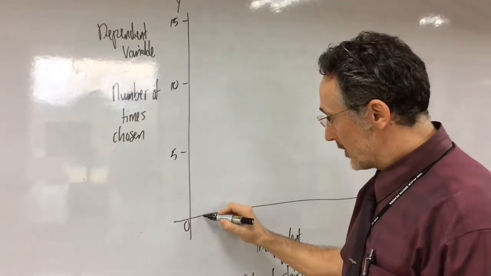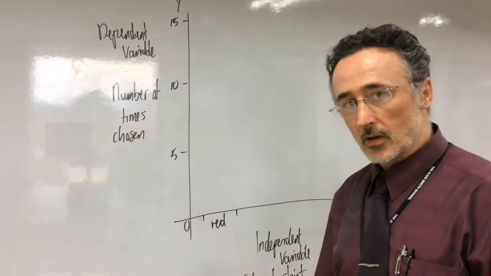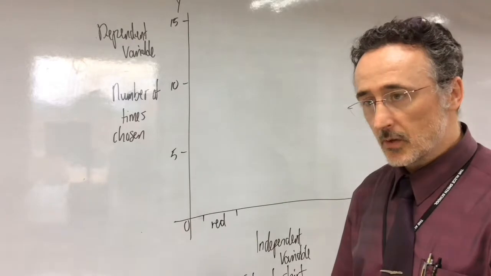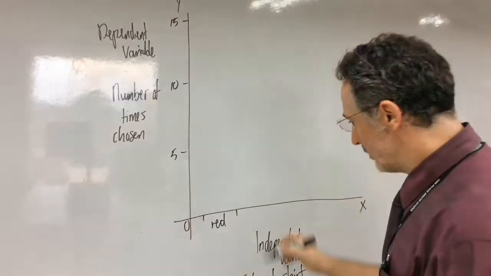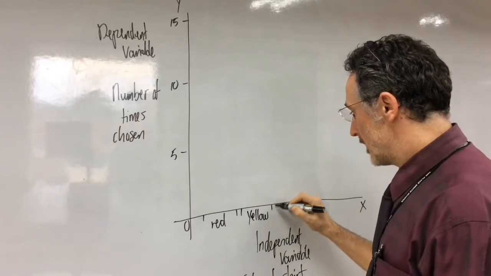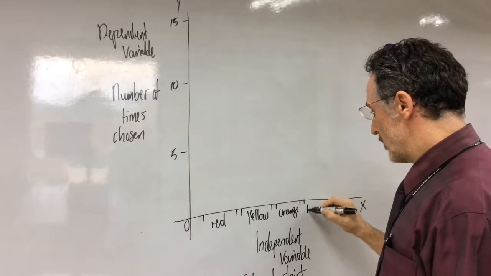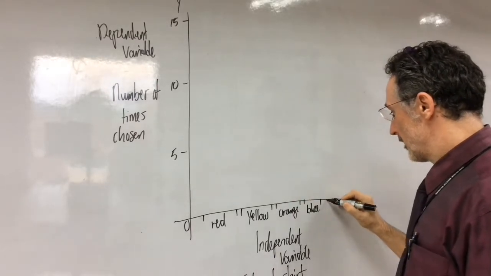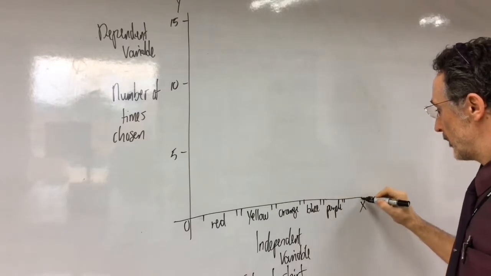So we had red. There's no point in doing orange and yellow because they weren't included. And well, there weren't results, but they were included. So I'm going to include them. Red, yellow, orange, blue, purple, and brown.